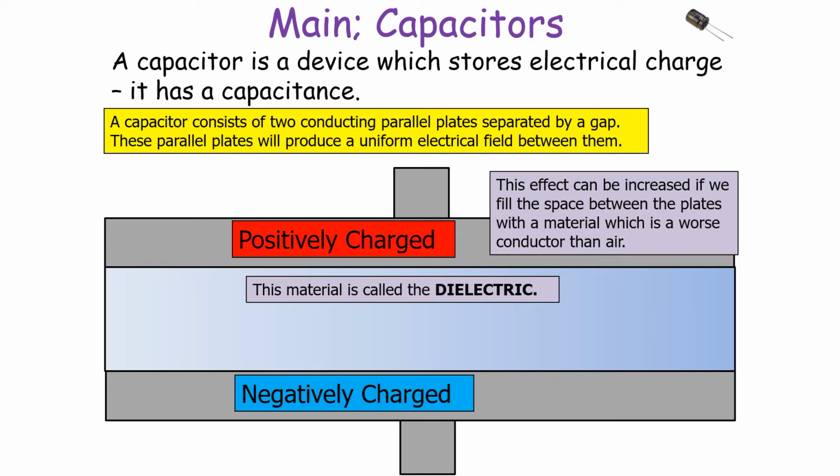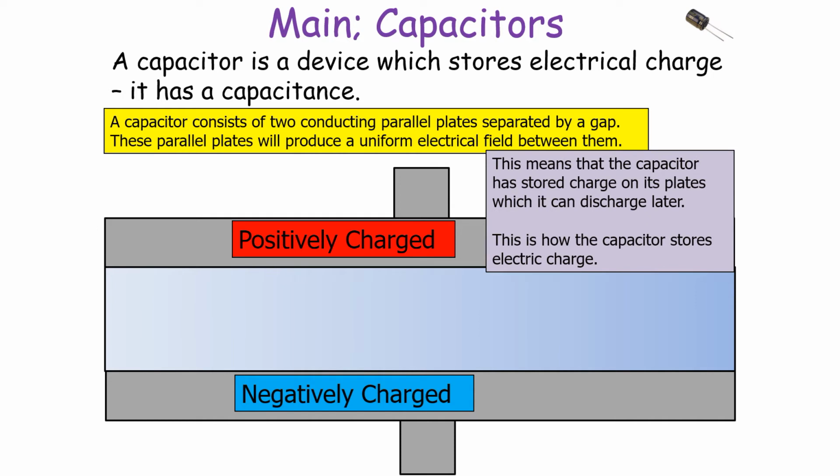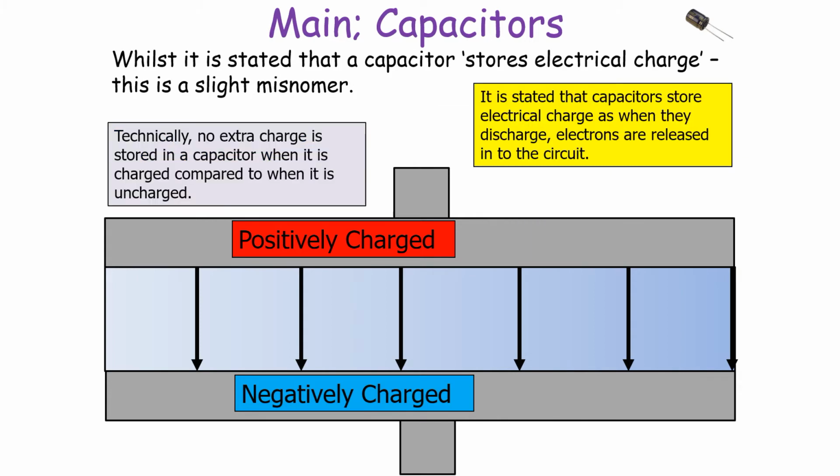Now, this effect can be increased if we fill the space between the plates with a material which is a worse conductor than air. Now, these types of materials are called dielectrics. So your dielectric must be a better insulator than the air or a vacuum. Now, what happens is, if we have a potential difference across the two plates, it means the capacitor can store charge on its plate which it can later discharge, and this is how the capacitor stores electrical charge. Now, what happens is, because you have two parallel plates with a potential difference between them, there's a uniform electrical field between these two plates.